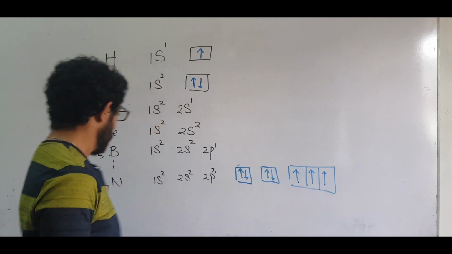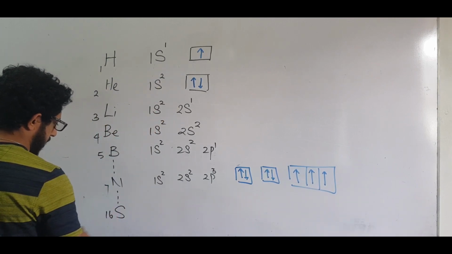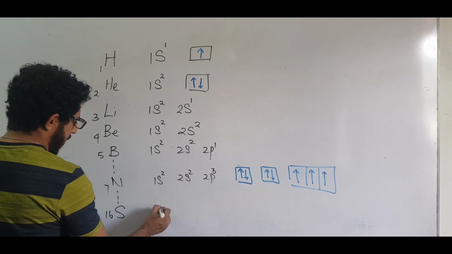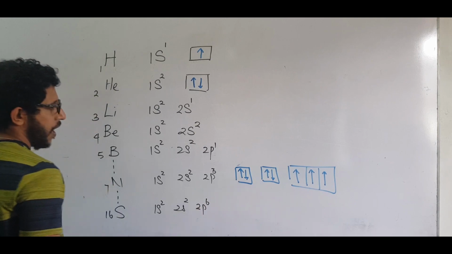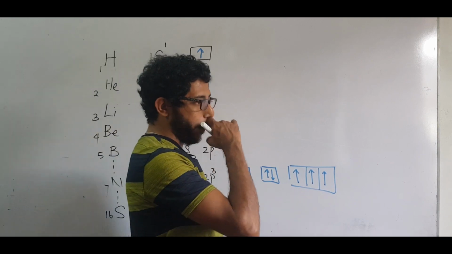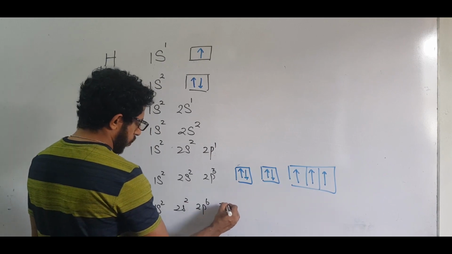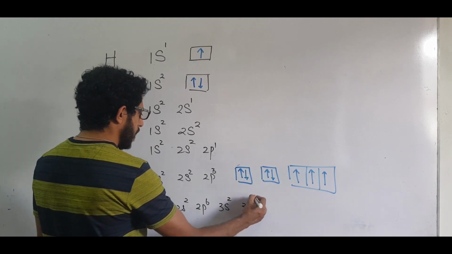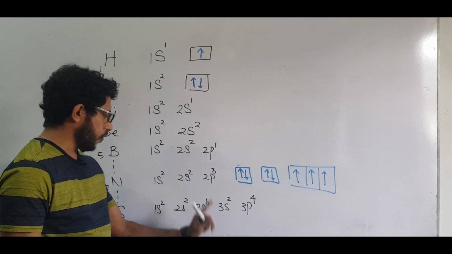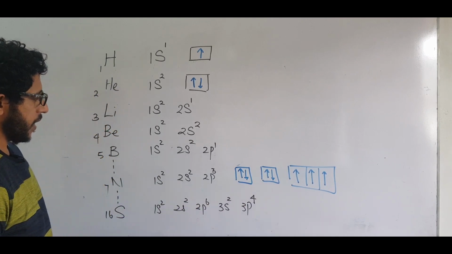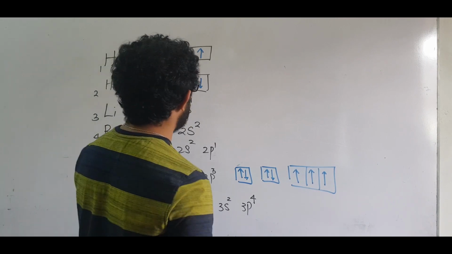That's how we draw. Likewise we can write, let's say, sulfur, which is 16. I just skip many. 1s2, 2s2, 2p6, after 2p, because p can have 3 orbitals, so 2p6. Then comes 3s2, then 3p4, because then only you can get 16: 2, 2, 4, 4, 6, 10, 12, 16, right. So 1s2, 2s2, 2p6, 3s2, 3p4. Likewise you can write.